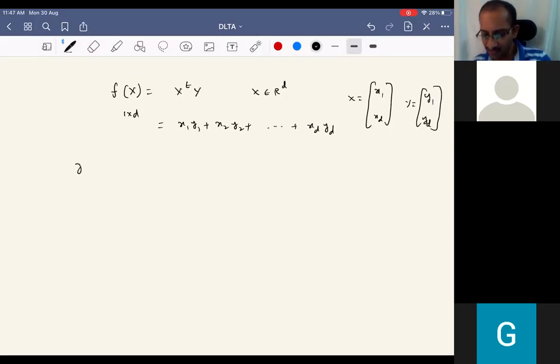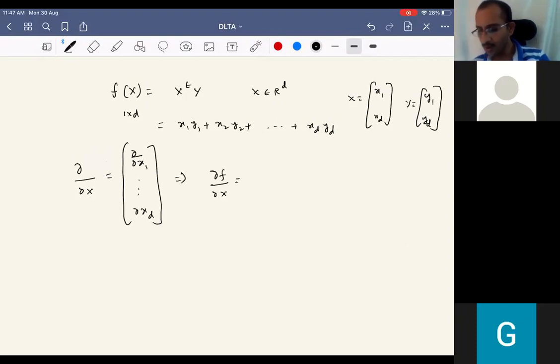So now in this case, dou f by dou x. How do you define it first? I think you people might already know, but I am defining it just for completeness. Dou by dou x1. For any function, if you want to find the derivative or the rate of change of that function with respect to a vector, what we do is we find the rate of change of that function with respect to each of the elements of the vector. Hence, dou f by dou x is equal to what?